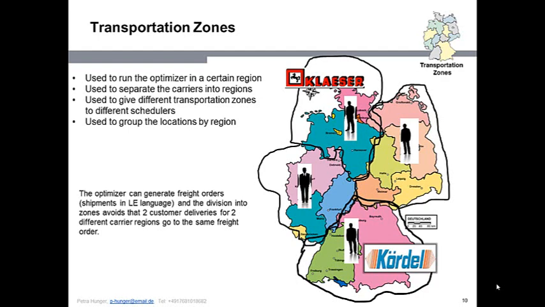To give you an example, the optimizer can be run for the north of Germany only. The optimizer then looks at all freight units and OTRs whose target location is within North Germany. As a result, it will generate freight orders that serve those customers in the best possible sequence, with a minimum of empty runs and a minimum of distance traveled. The optimizer can take many things into account, so this is a simplistic example, but just to give you an idea what the transportation zones are used for.